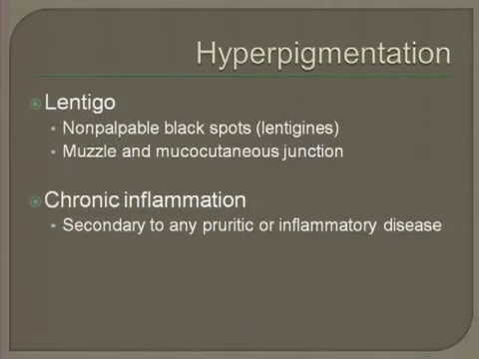And hyperpigmentation. So lentigo are non-palpable black spots. The plural is lentigines. These are most common on the muzzle and the mucocutaneous junctions. If anybody has an orange cat at home, look at that cat's mouth and you'll see lentigines all over the mucocutaneous areas.